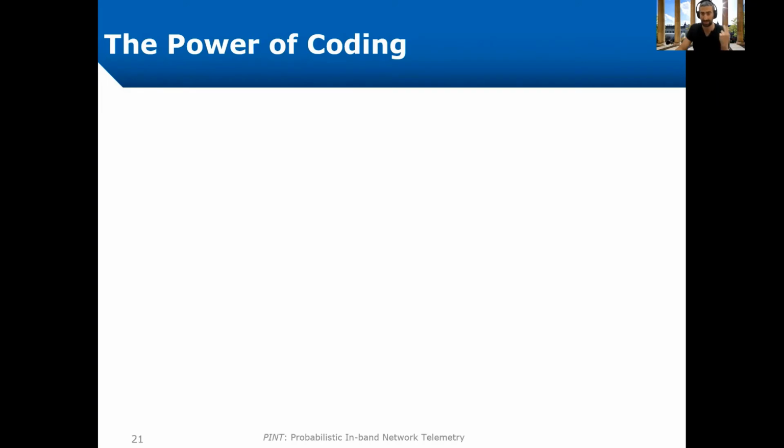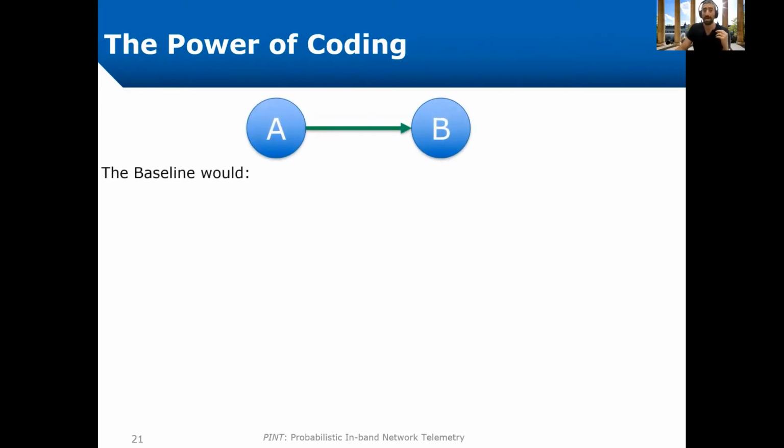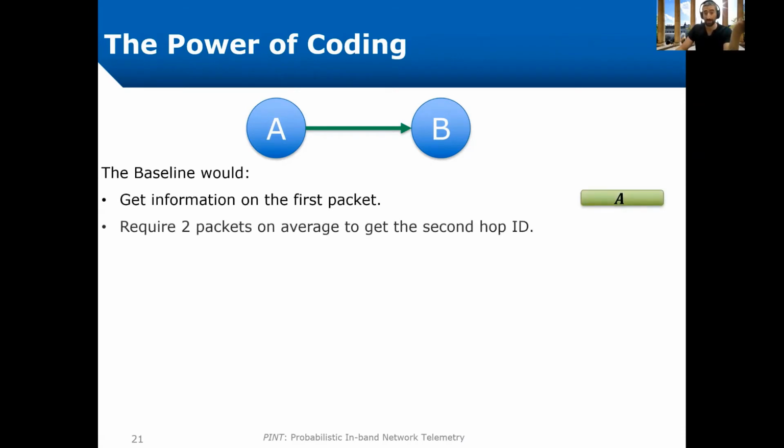And this is going to be like a toy example where we only have 2 switches on the path, A and B. And if we think of a baseline that just samples one switch ID, right, to reduce the overhead, then it will get some switch ID on the first packet, like maybe A. But now, on average, it would require 2 packets before it can get the other switch ID, which is B in this example, right? So on average, it would require 3 packets to read out this path.